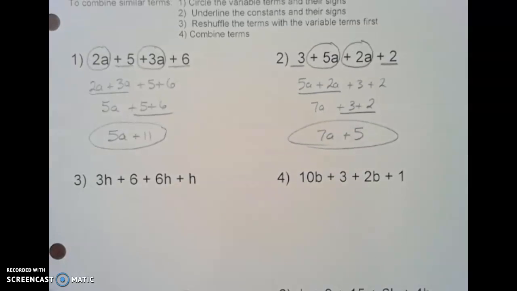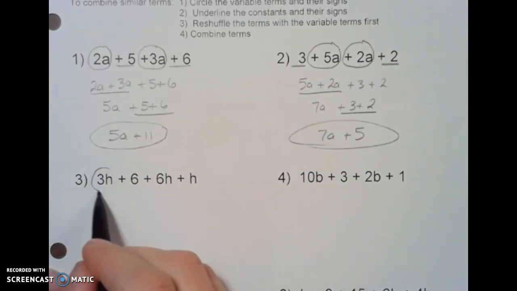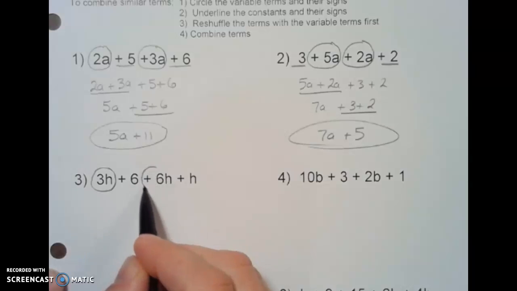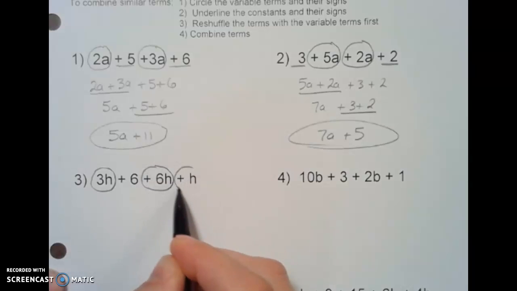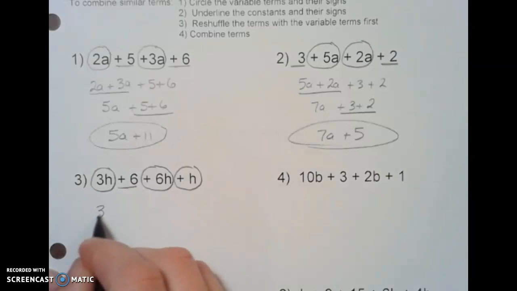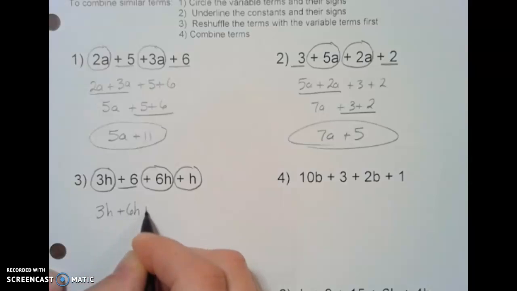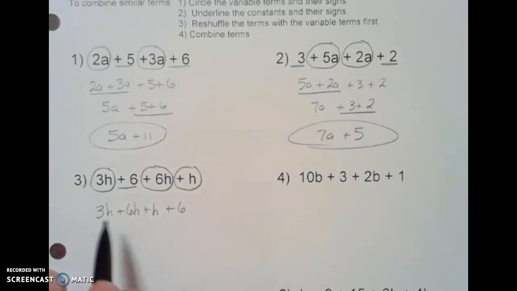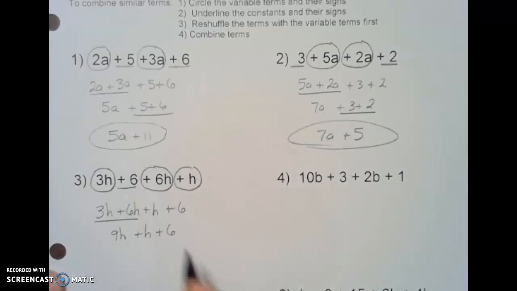In example 3, I'm going to circle positive 3h, positive 6h, and positive h. And I've only got one constant here, positive 6. Variable terms first, 3h plus 6h plus h, and then my constant 6 at the end. And now we're going to combine. I've got 3h plus 6h. That's going to make 9h. Bring down h plus 6.